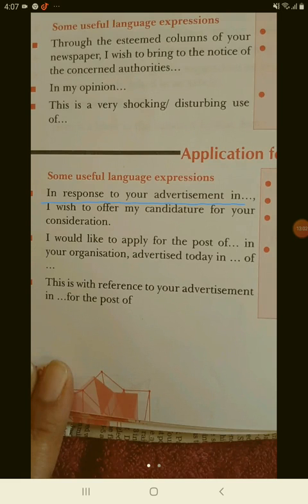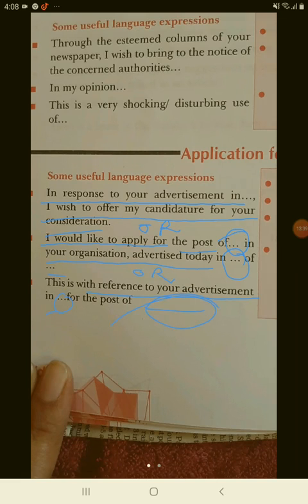Then you say, I wish to offer my candidature for your consideration. That means you are making an application for a job. If not this, then the second option is to use this one, not all, any one of these: for the post of. Whatever job is advertised today in the name of the newspaper, all that is mentioned. Then you have the third option of drafting your reply: this is with reference to your advertisement in, for the post of. Again, you will fill that in depending on the verbal input.